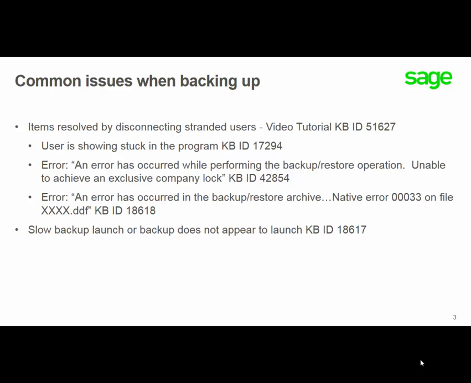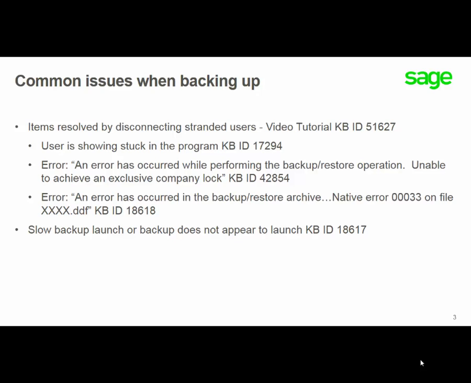Most of the issues with backing up can be resolved by disconnecting stranded users. Issues can include a user showing stranded or stuck in the program, getting a message like an error has occurred while performing the operation, unable to achieve an exclusive company lock, or another common error is an error has occurred in the backup restore archive followed by a native error 0003 on a specified file. To find the resolution for these, search our support knowledge base site at support.na.sage.com, and then in the search box, just type the article number listed in the screenshot.